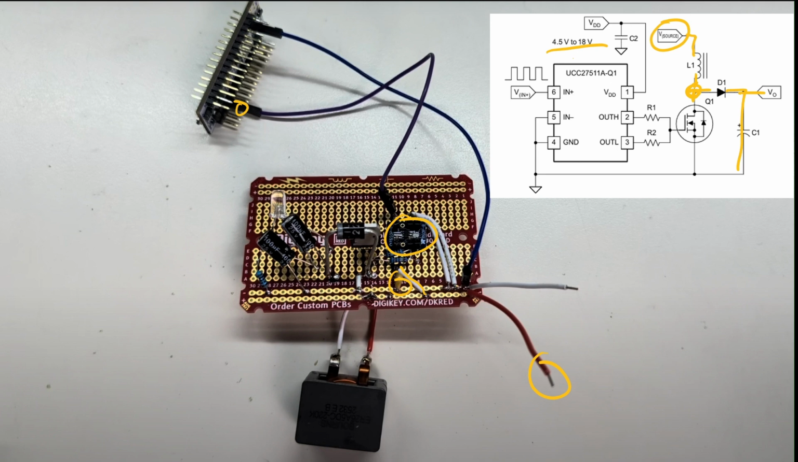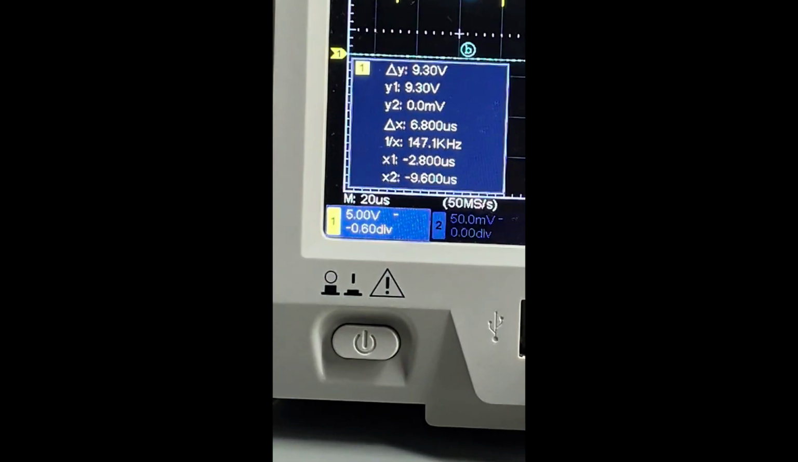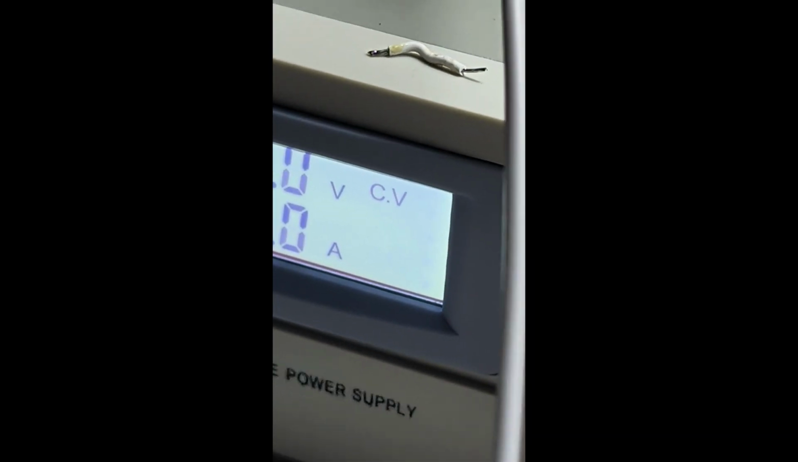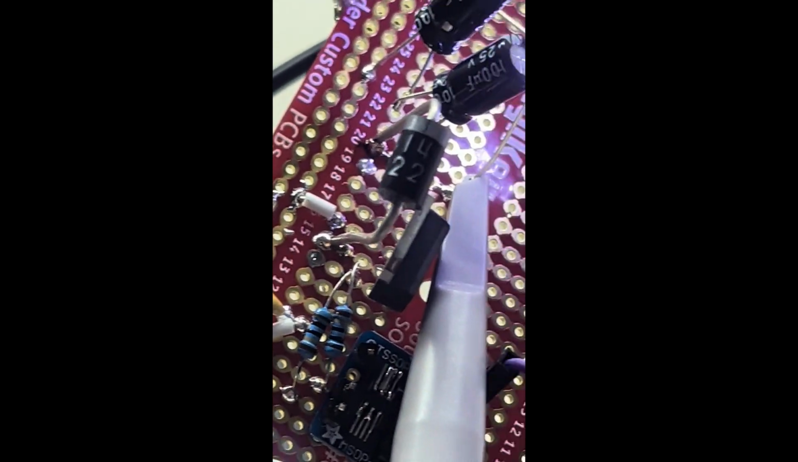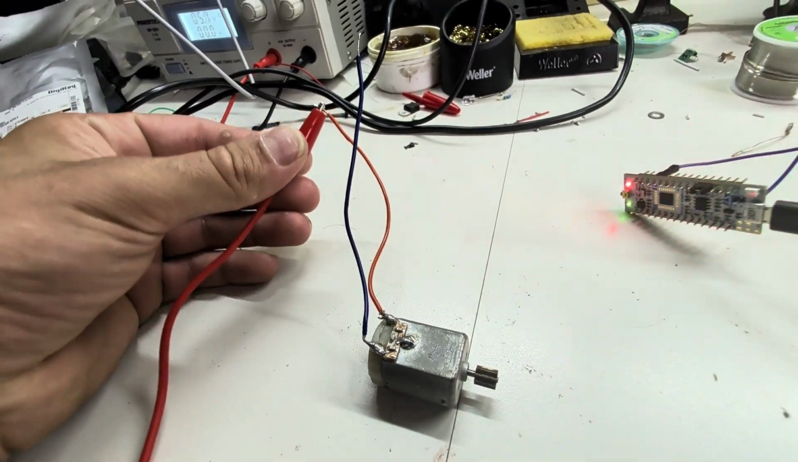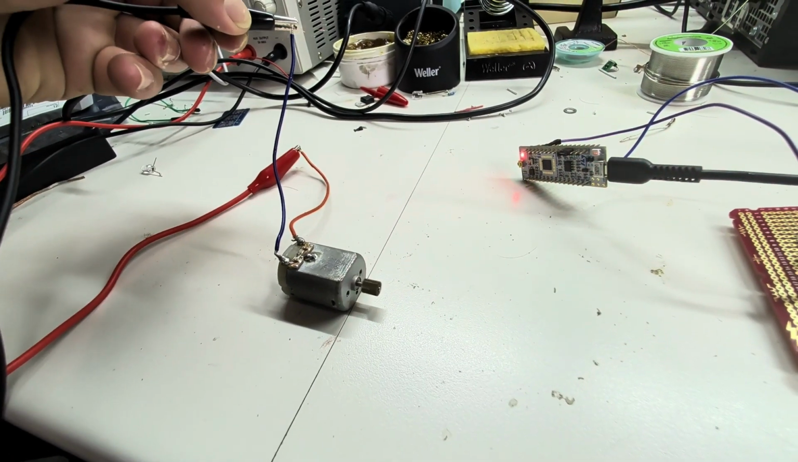So this is the board that I created. It actually works. I'll show you the video of it working. There it is. Look at that. 9.3 volts, 6 in. It's done. Okay, excuse the messy desk, but here it is with 5 volts. So I'm going to test it with a motor, just with 5 volts.